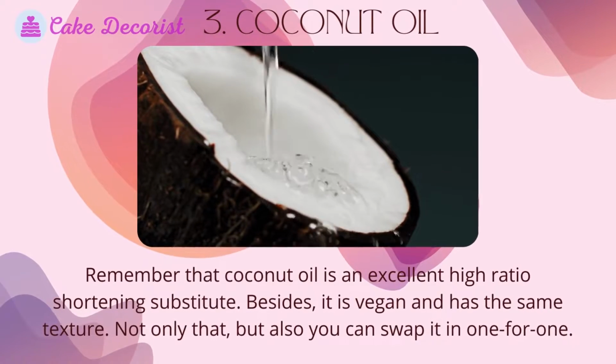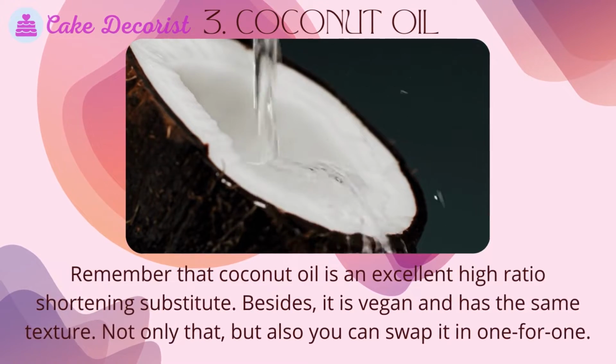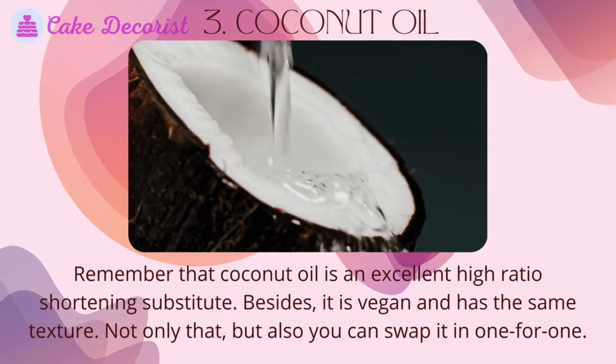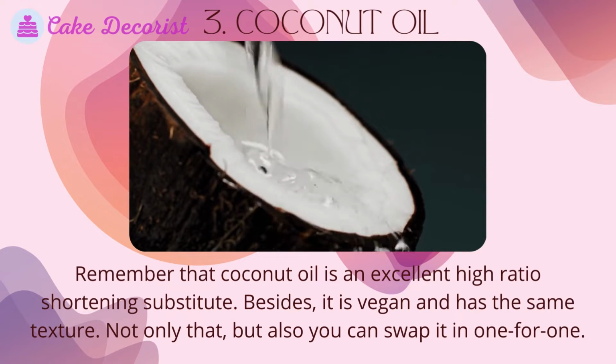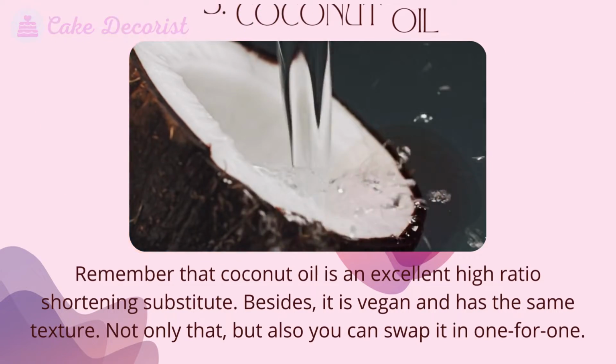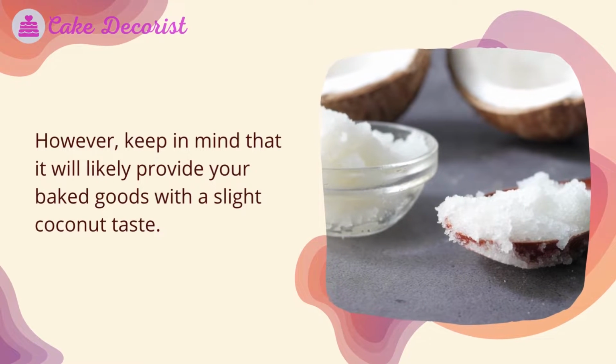3. Coconut oil. Remember that coconut oil is an excellent high-ratio shortening substitute. Besides, it is vegan and has the same texture. Not only that, but also you can swap it in 1-for-1. However, keep in mind that it will likely provide your baked goods with a slight coconut taste.